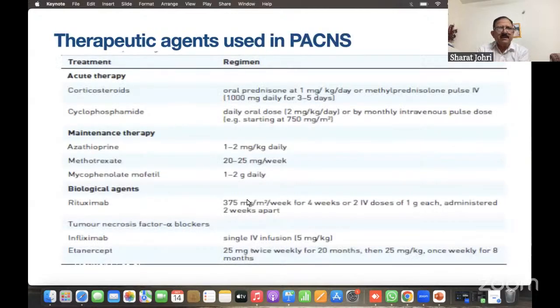We have a list of drugs here. For acute therapy, we have corticosteroids and cyclophosphamide. For maintenance therapy, we can use azathioprine, methotrexate, and mycophenolate, and certain biological agents like rituximab, and TNF inhibitors infliximab and etanercept can also be used. These are the drugs. I'll talk about some of these.